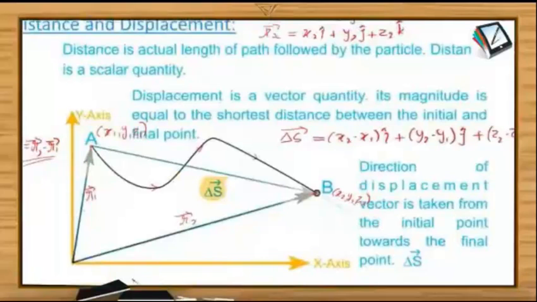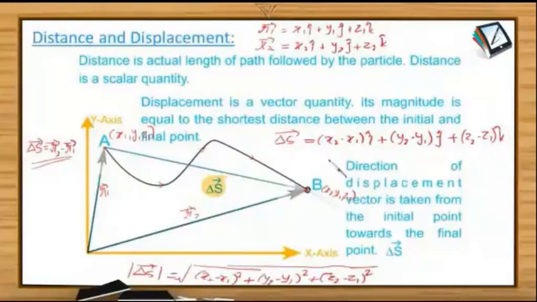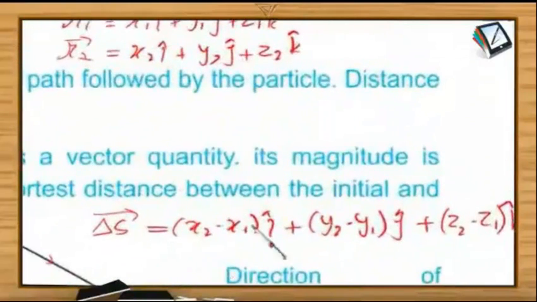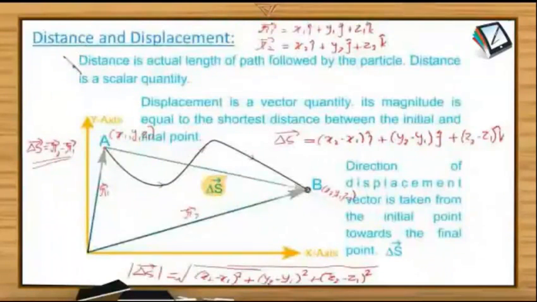And suppose you are asked for the magnitude of this displacement, you can always tell that it is the square root of (x2 minus x1) whole square plus (y2 minus y1) whole square plus (z2 minus z1) whole square. It is in fact the formula in coordinate geometry also, and here you can clearly see that it is under root of x component square plus y component square plus z component square. Distance is a word which we normally use in our day-to-day life, but displacement is a certain technical word.